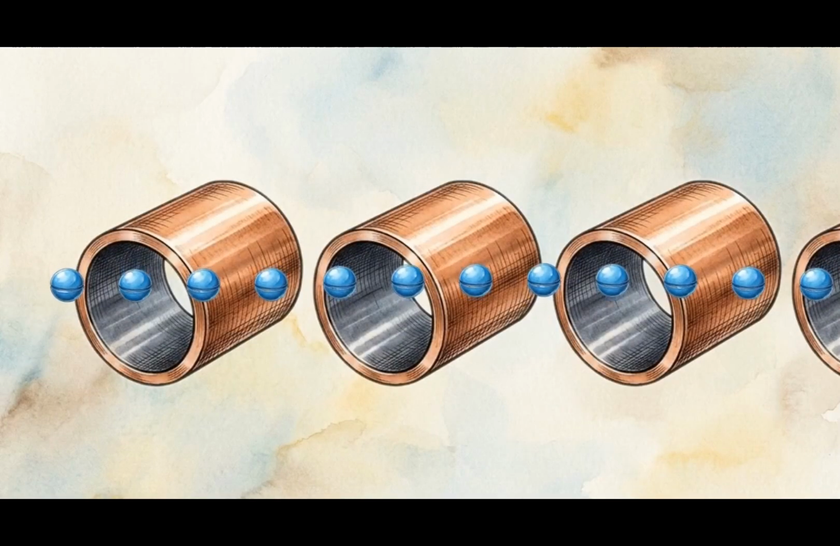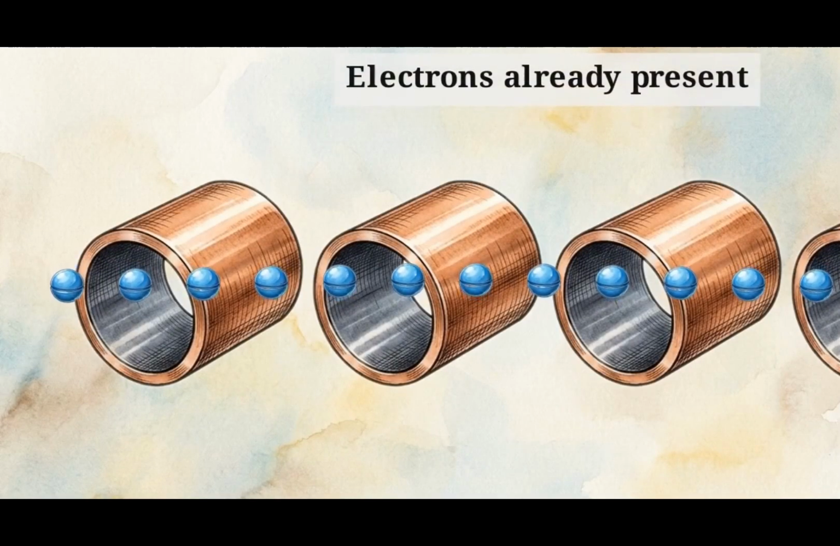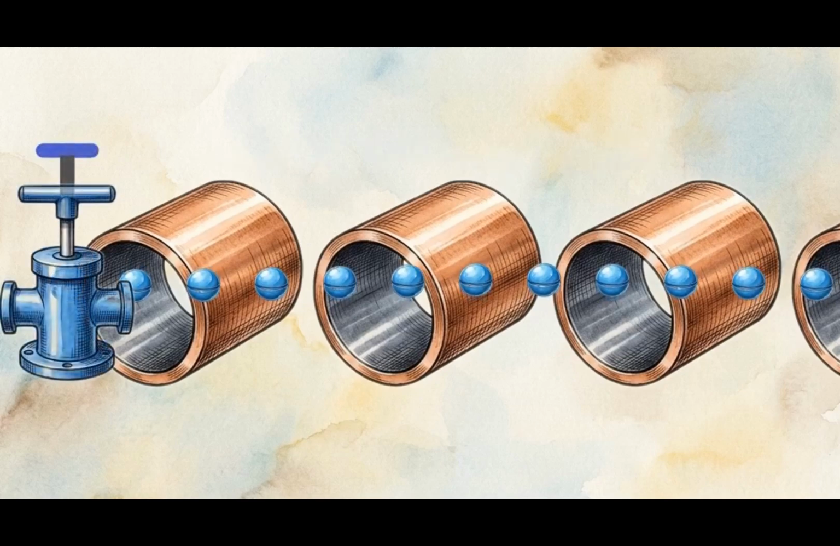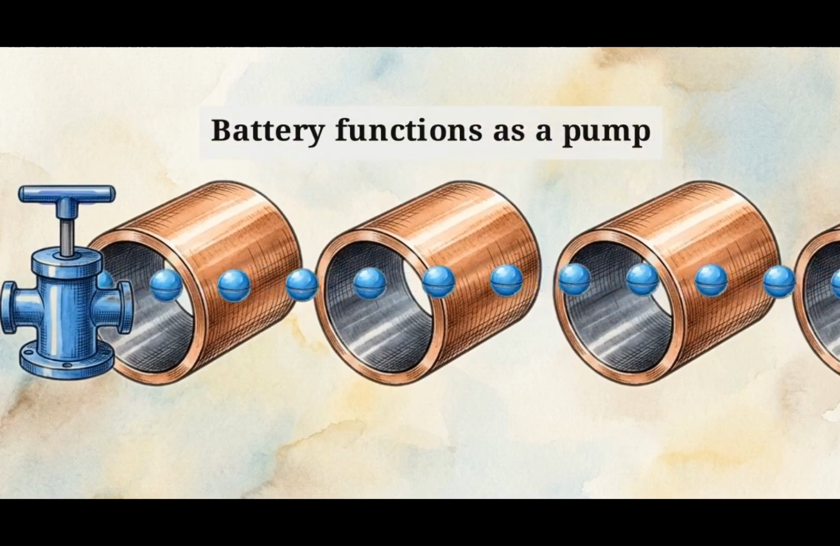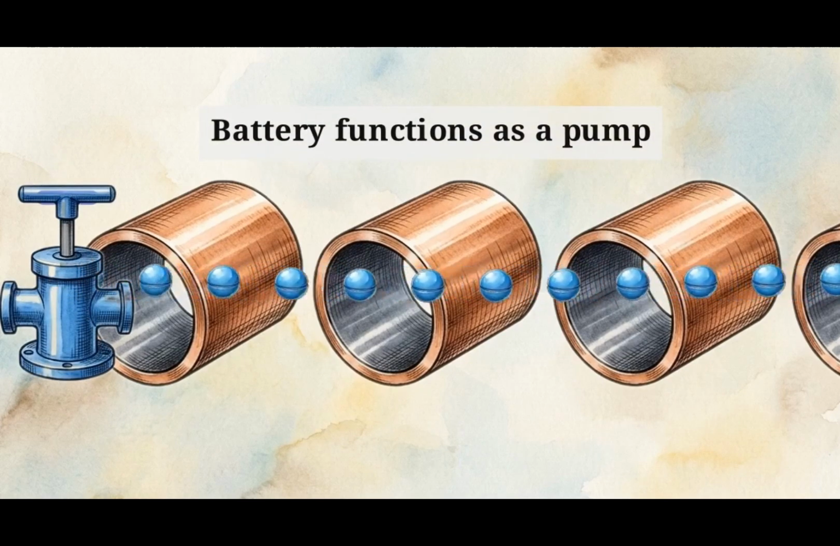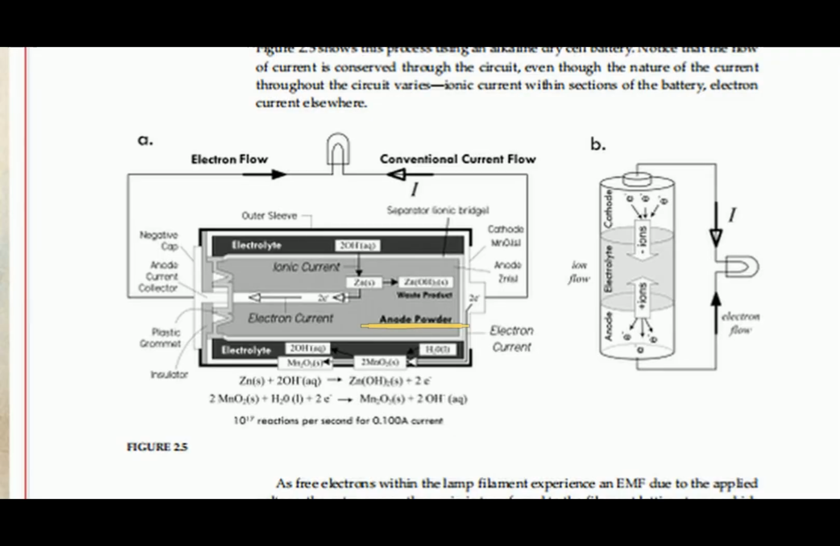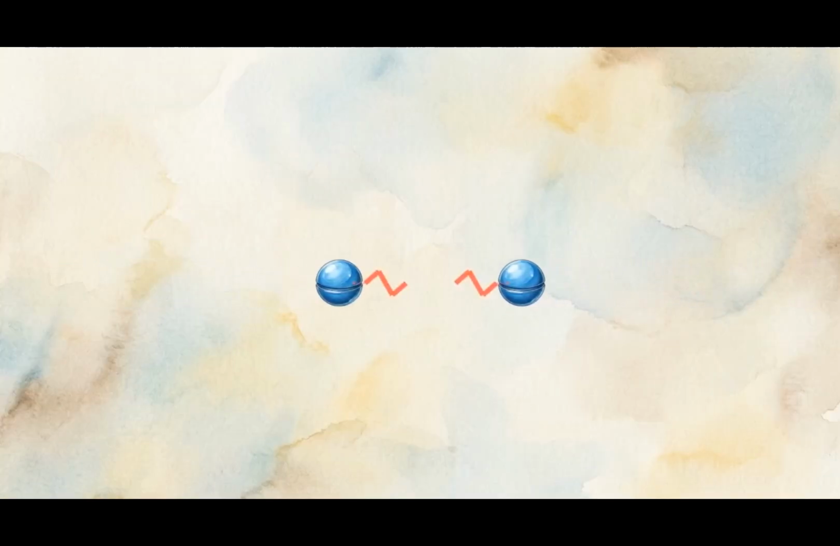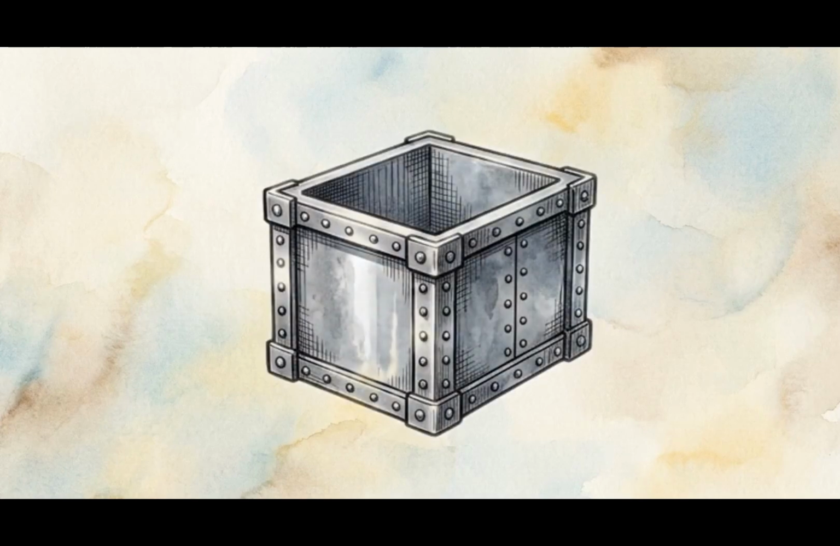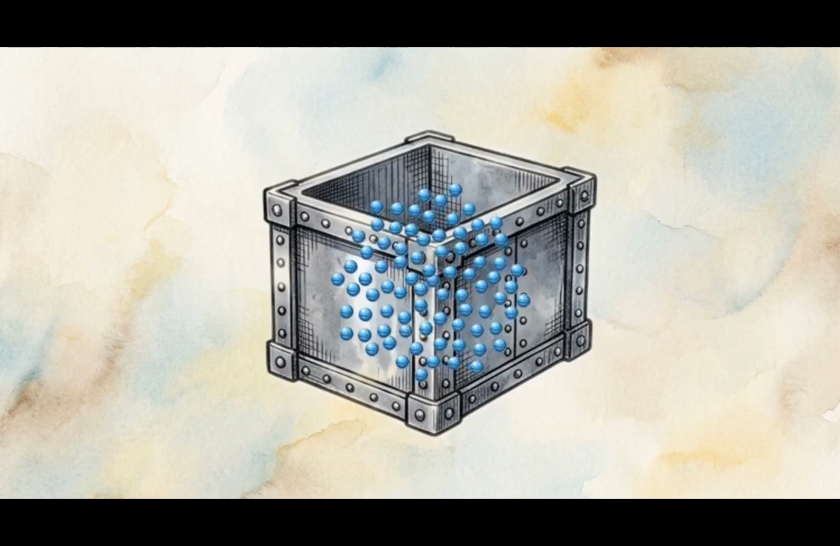If we look inside a standard alkaline dry cell battery, we can examine its internal chemical architecture. Batteries do not create electrons. The copper wiring already contains them. Instead, a battery functions as a pump, moving existing particles from one location to another. Within the anode, chemical reactions strip electrons from their atoms, yielding a massive concentration of free electrons. The internal pump forces these particles together, piling them against the negative terminal.